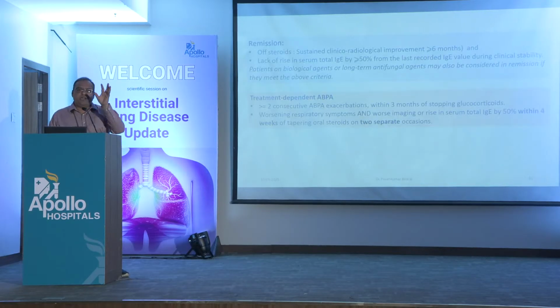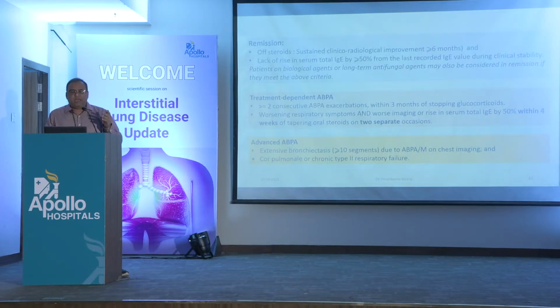Treatment dependent means you try to stop the steroids and patient develops the same symptom, same radiology and total IgE high. Suppose 2 times this has happened in the history, after stopping steroid, patient has developed worsening of the symptoms, it means patient is treatment dependent ABPA. A long-term antifungal, long-term steroid versus another alternative modality of treatment like biologics should be considered in that situation. And if you have an extensive shadow on the X-ray, like bronchiectasis or like fibrosis, then that's an end-stage disease, and you start wondering whether this patient requires other therapy in form of transplant and all.